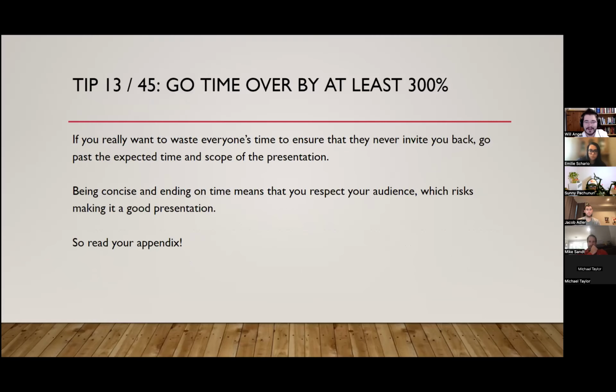Tip 13, go over time. If you have an allotted amount of time, make sure that you go over and waste a lot of time, include lots of appendices and that sort of thing. So again, if you want to make an effective presentation, stick to your allotted time and be concise so that you can communicate what you want effectively.